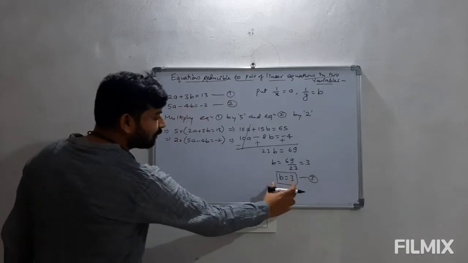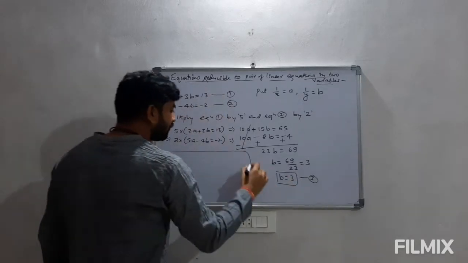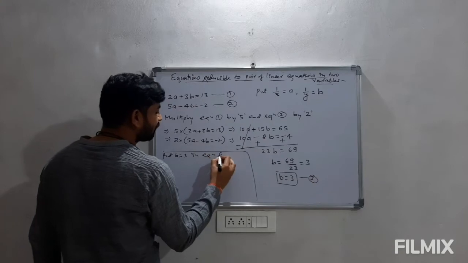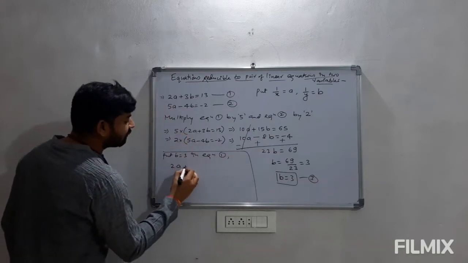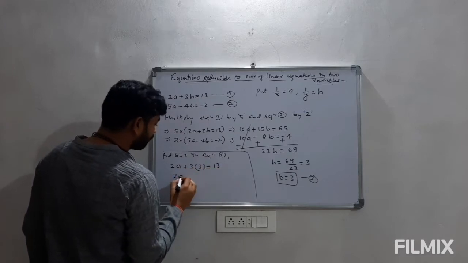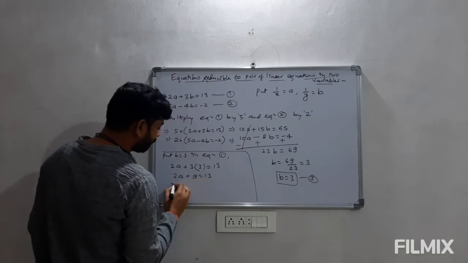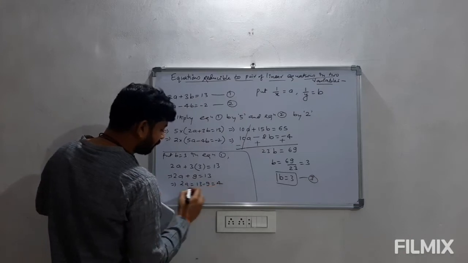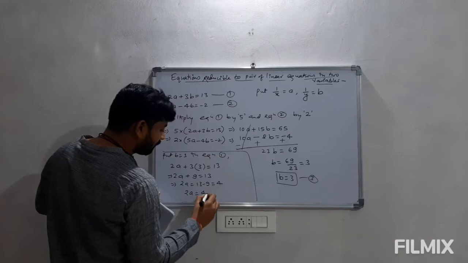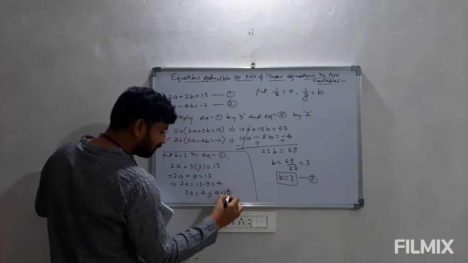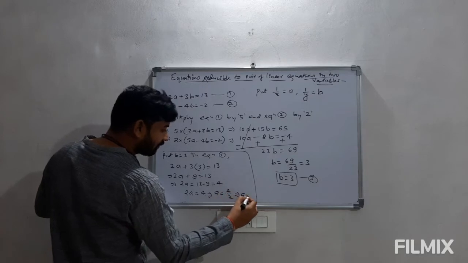Now we can substitute the value of b in either equation 1 or 2. Let us put b is equal to 3 in equation 1. We can write 2a plus 3b, so substitute the value of b: 3 into 3 is equal to 13, so 2a plus 9 is equal to 13. From here 2a is equal to 13 minus 9, which is 4, so 2a is equal to 4, then a is equal to 4 by 2, which is a is equal to 2.